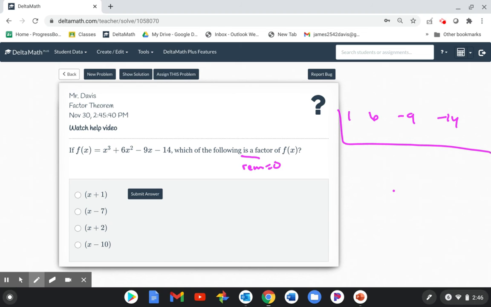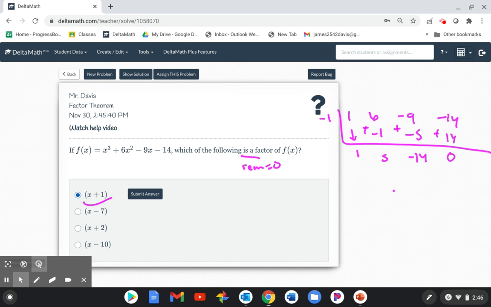Start with our first one there. X plus 1 means we put -1 out there. 1, we get -1. Add those, we get 5, -5. Add those, -14. Multiply that, we get 14. And we do get 0. So we got lucky again. It happened to be the first one. I don't know if they designed it that way, but it seems like awfully a lot. So that is going to be it. Remainder of 0 there.